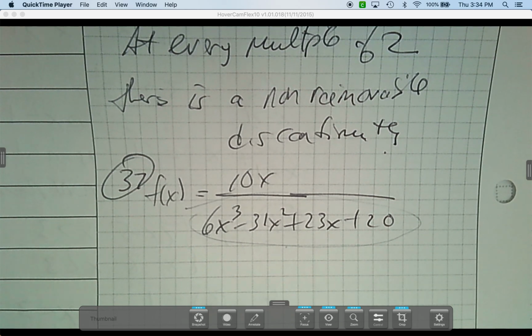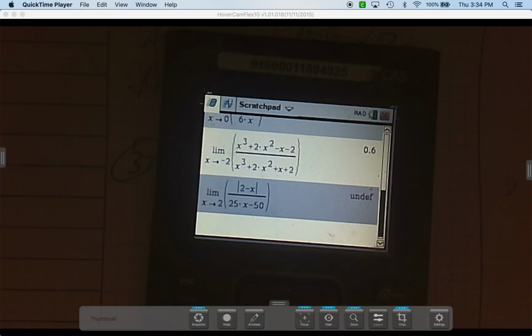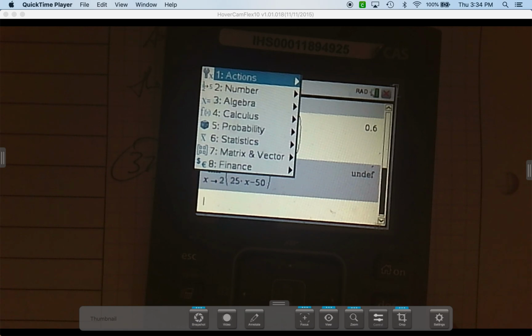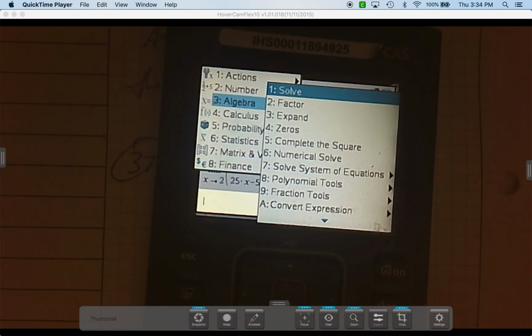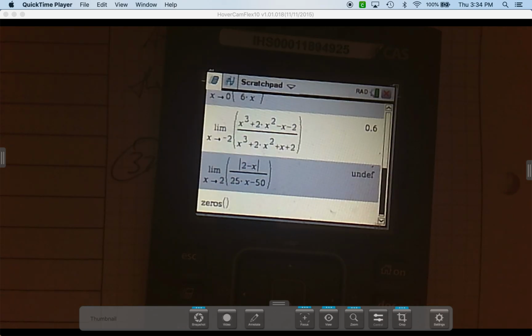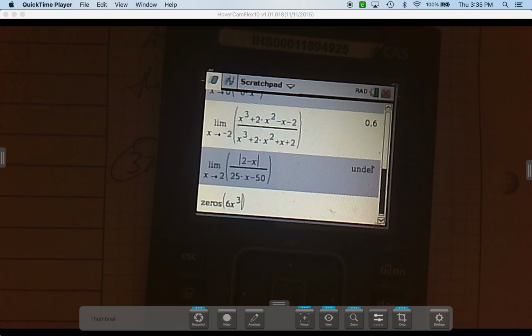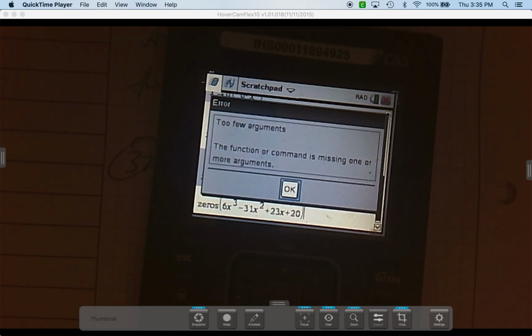If I had this calculator, I'm going to show you first here. I'm going to press menu, go to algebra, and then zeros or solve. Let's say I wanted to know the zeros of the denominator. I would just type in 0, and I would just type in the denominator only: 6x cubed, subtract 31x squared, plus 23x, plus 20. And I think that's all you need. Close it. Control Enter.